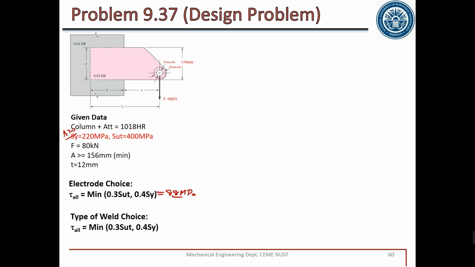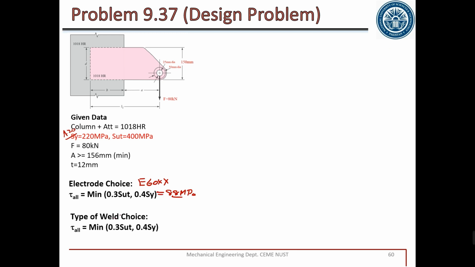Similarly, what is the electrode that we can choose? Any electrode with S_y more than this and S ultimate more than this can be used. If you go to table 9-3, all the electrodes have higher strength. So again, using electrode E60XX. So this electrode we have chosen, and this is the tau allowable that can be applied.